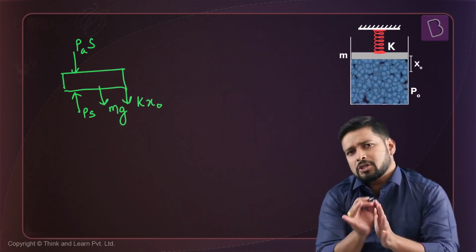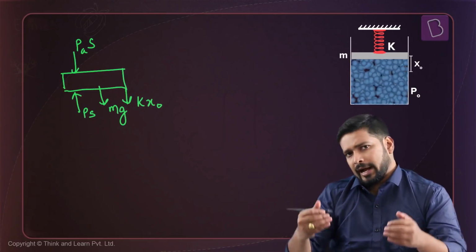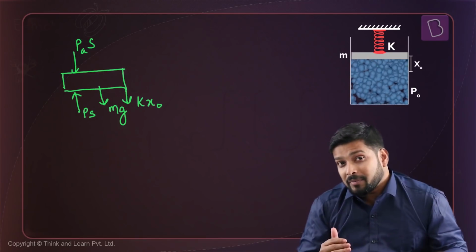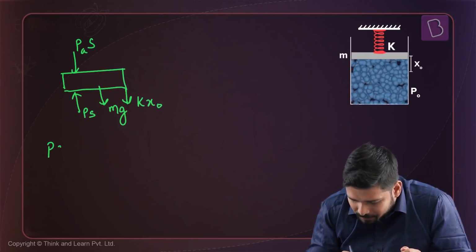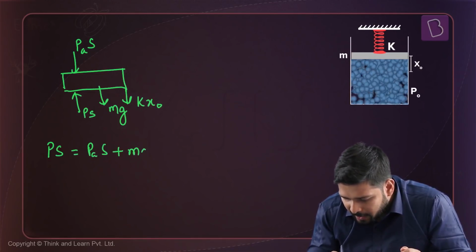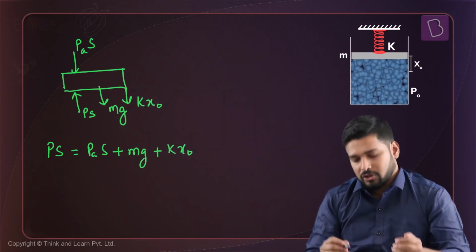So we are pretty much sorted with all our force balance. So we have got 3 forces which are acting in downward direction and 1 which is acting in upward direction. So at equilibrium condition, all these must be equal, right? So if I write that expression, PS equals PA times S plus mg plus kx naught. This is my expression of force, right?